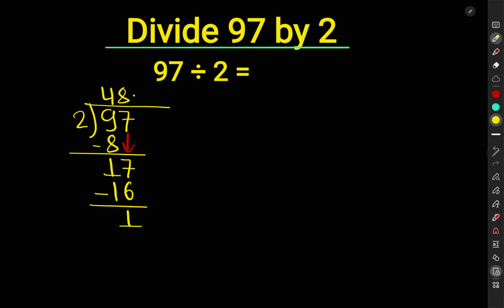So we put a decimal here so that we take a 0 here. So now it became 10. So 2 times 5 means 10. On subtracting we get 0. So 97 divided by 2, we got 48 decimal 5.